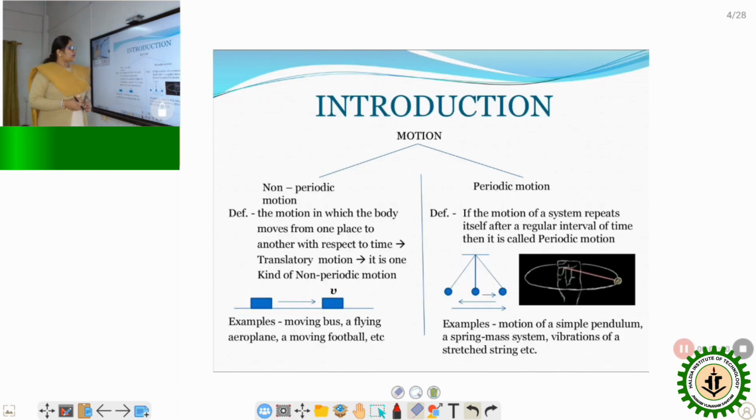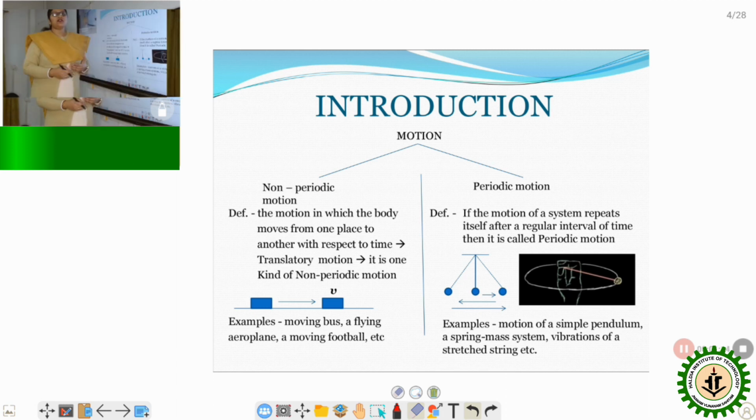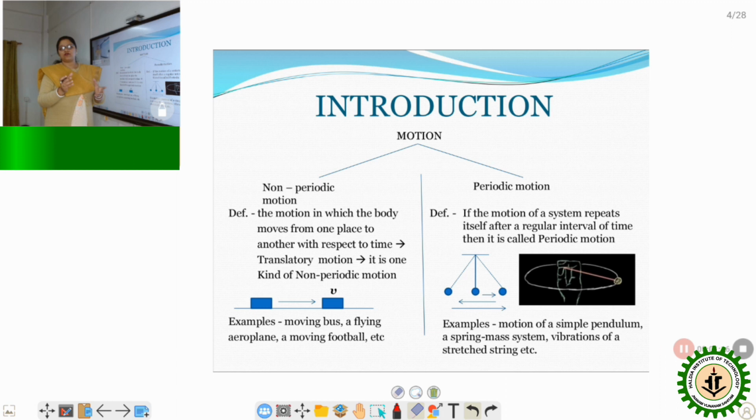Next, you can see that we can classify motion into two parts. One is non-periodic motion, another one is periodic motion. First, let us try to understand what non-periodic motion is. Non-periodic motion is a motion which is not repeated at a certain time interval.